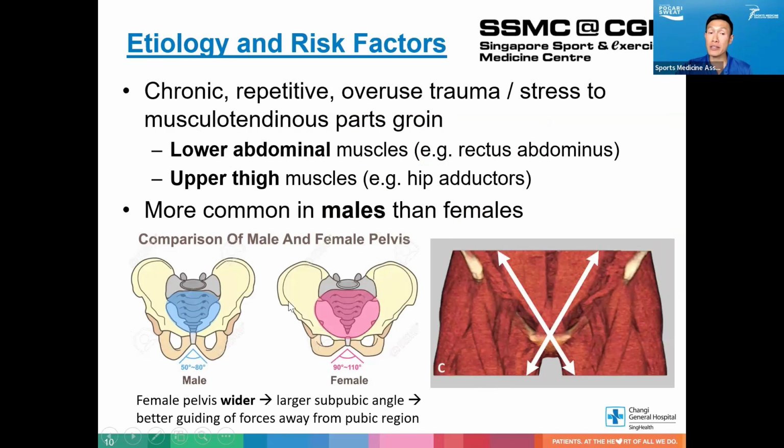And one of the reasons is that the female pelvis anatomy has an angle that is a bit wider, a larger what we call suprapubic angle, and so you can better guide the forces away from the pubic region, as opposed to a more acute angle here in males, which means that more forces are actually directed at this region.